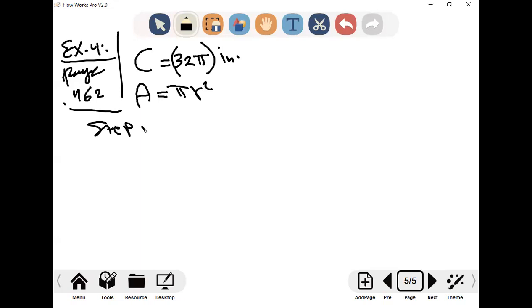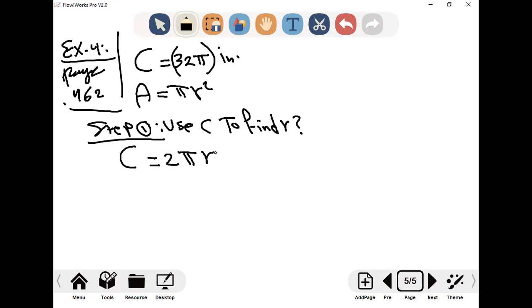Step 1, use the circumference to find the radius. Right? What's the formula of the circumference that has the radius?